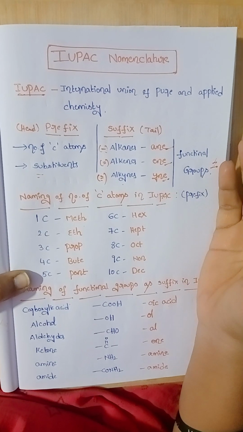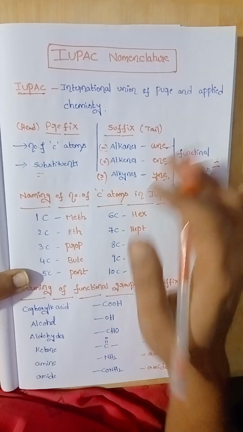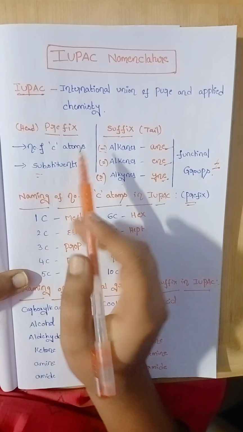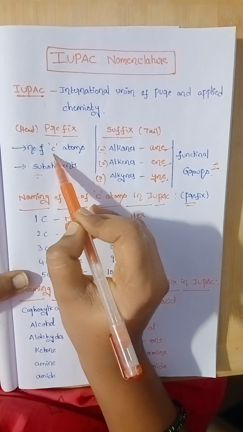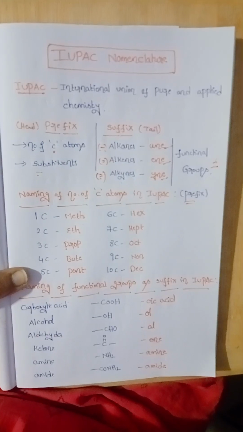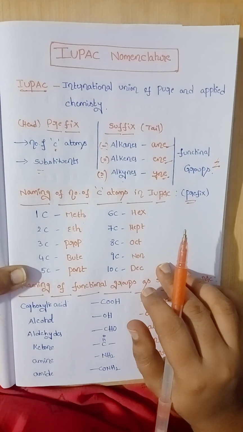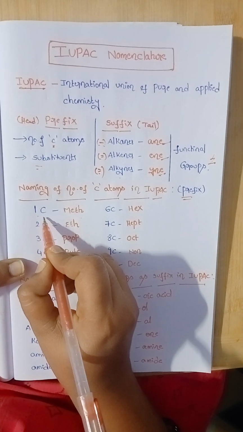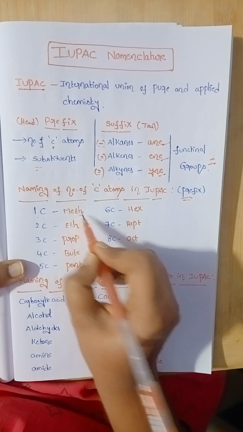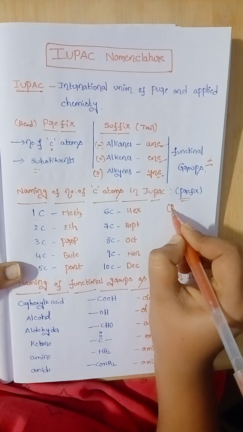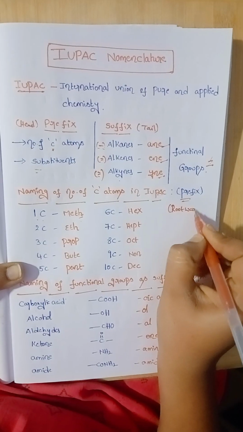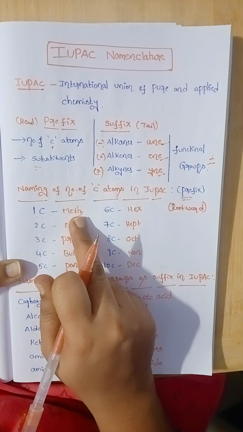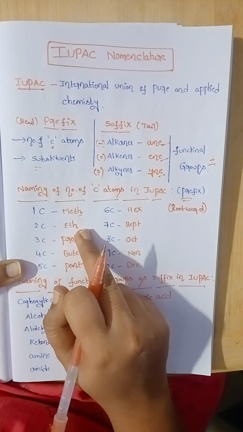So let us explain prefix and suffix in depth. Let us see about prefix. We already know that in simple hydrocarbons, the prefix indicates the number of carbon atoms. So let us learn up to 10 carbon atoms. If the given hydrocarbon contains only one carbon atom, then the naming starts with meth. Sometimes the prefix is also known as the root word. That means if the hydrocarbon contains one carbon atom, its root word is meth. If it is two carbons, that is eth.